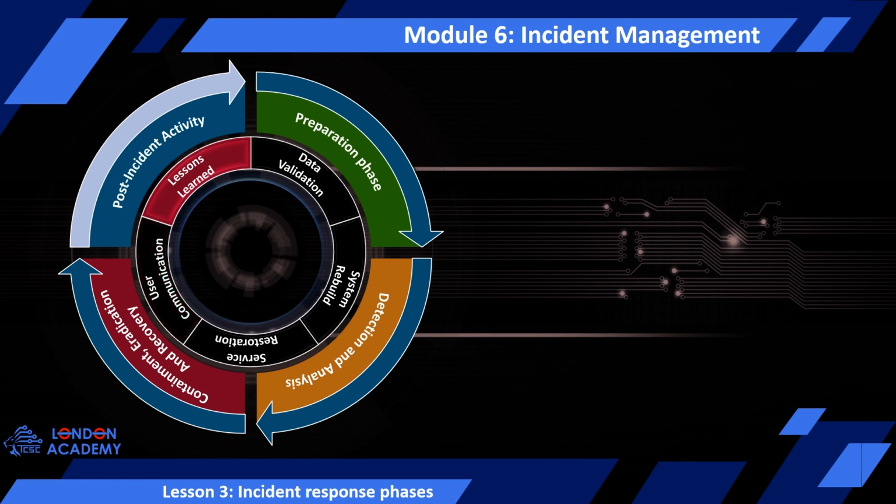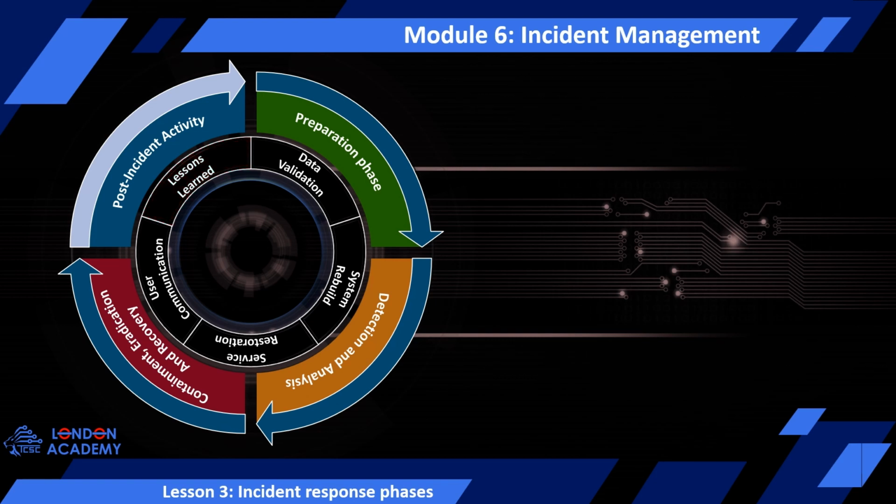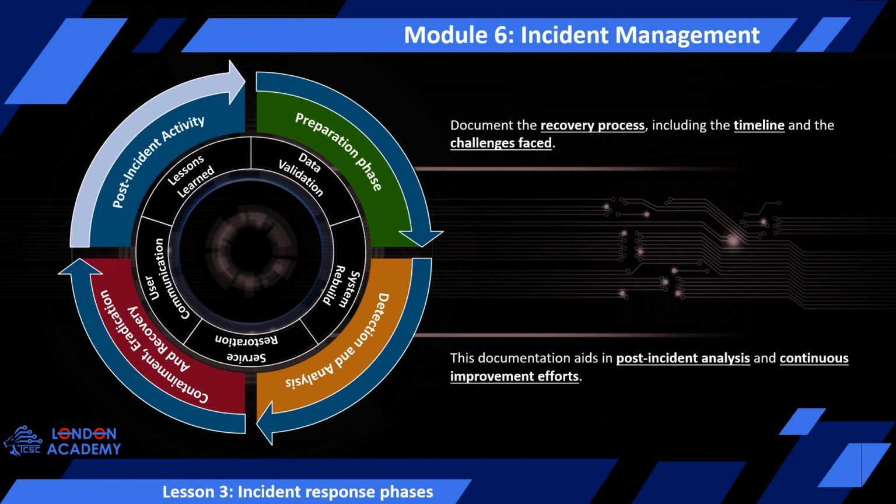4. User communication. Keep stakeholders informed about the recovery process, expected downtime, and steps being taken to restore normal operations. Transparent communication helps manage expectations and maintain trust. 5. Lessons learned. Document the recovery process, including the timeline and the challenges faced. This documentation aids in post-incident analysis and continuous improvement efforts.